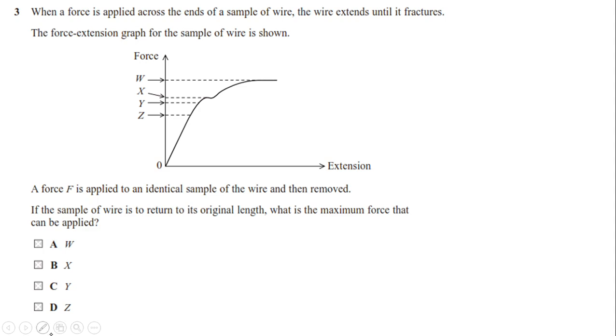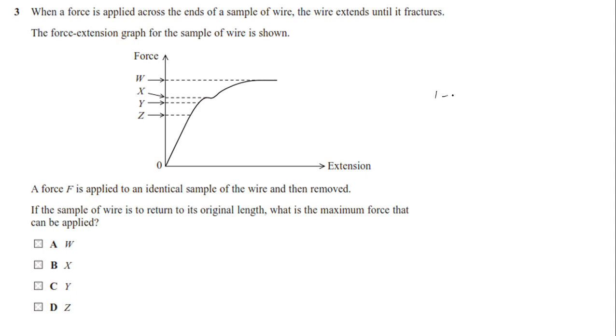They are saying that when a force is applied across the end of a sample of a wire, the wire extends until it fractures. The force extension graph for the sample of wire is shown. So this is the force extension graph, and we have some points on the graph. A force F is applied to an identical sample of wire and then removed. If the sample of the wire is to return to its original length, what is the maximum force that can be applied? So basically there are two important points when we deal with a force extension graph.